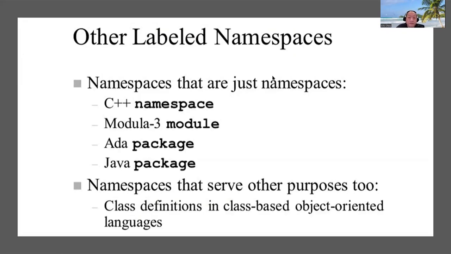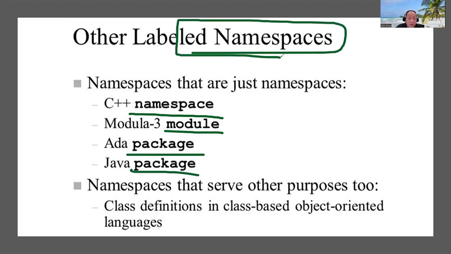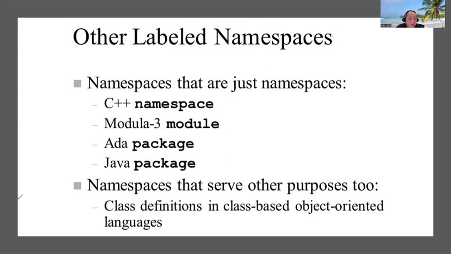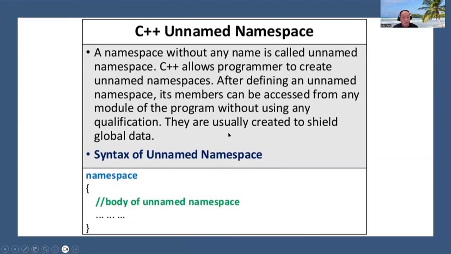Okay, so C++ calls it a namespace, Modula calls it a module, Ada calls it a package, and Java also calls it a package. This one is the namespace. Okay, Java. So Java's util is a namespace, but it is called a package. Remember that util is a namespace. So if you understand it, this is not really hard.